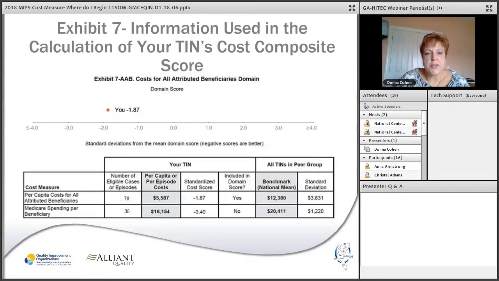So the information used to calculate the TIN's cost performance score is shown on this slide here, where it's the actual per capita cost for all attributed beneficiaries as well as the Medicare spending per beneficiary. So you see per capita or per episode cost compared to the benchmark. So you can see here what your total cost of care is, which is that per capita cost, versus your hospitalization cost, which is that Medicare spending per beneficiary, and how you rank toward your peer group.